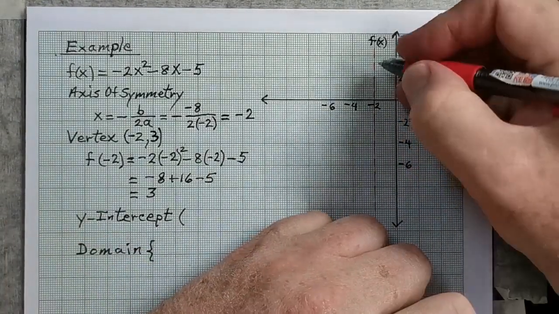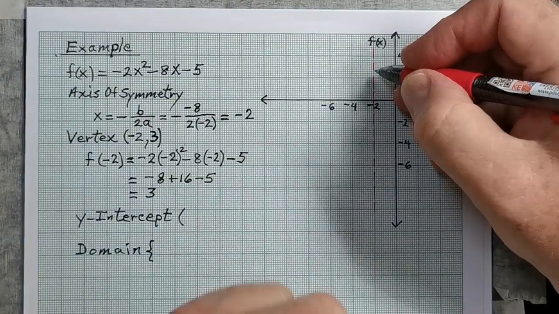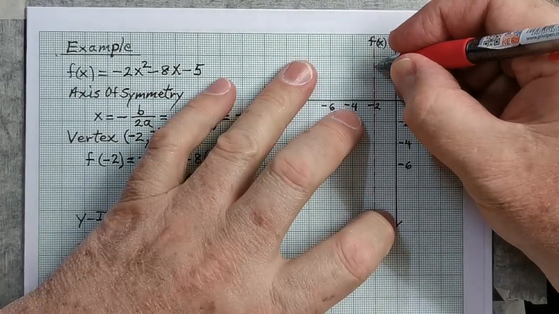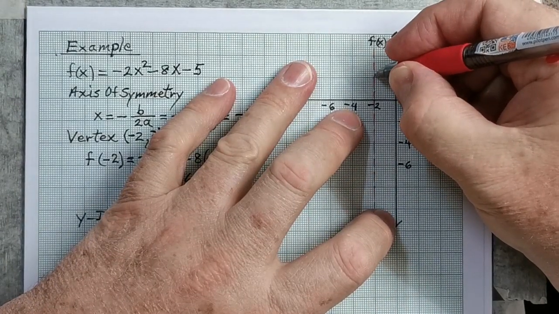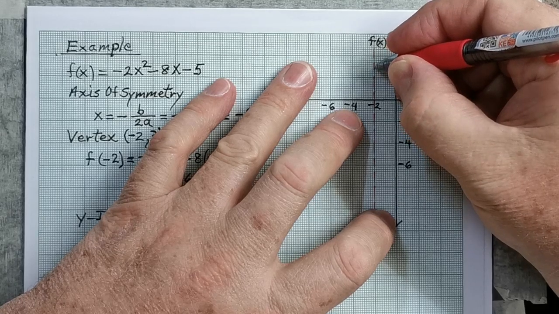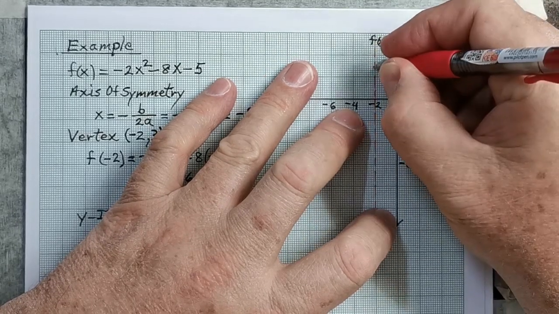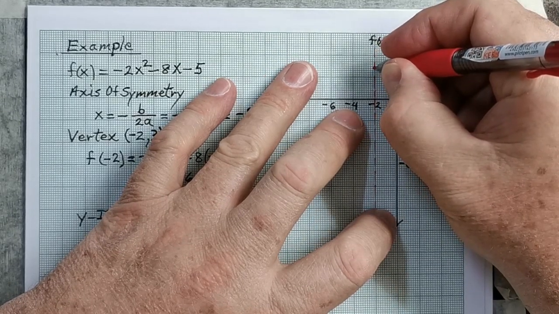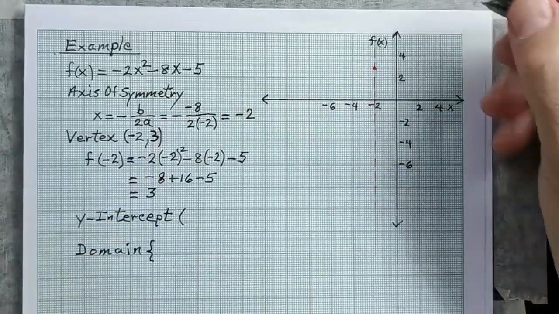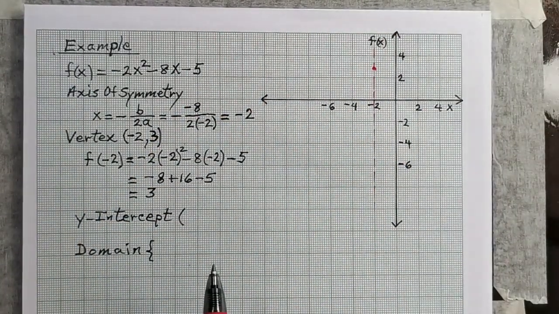So negative 2, then 1, 2, 3. So 3 is halfway between. So let me count my marks: 1, 2, 3, 4, 5. Right here. That's my vertex right there on that red dot.